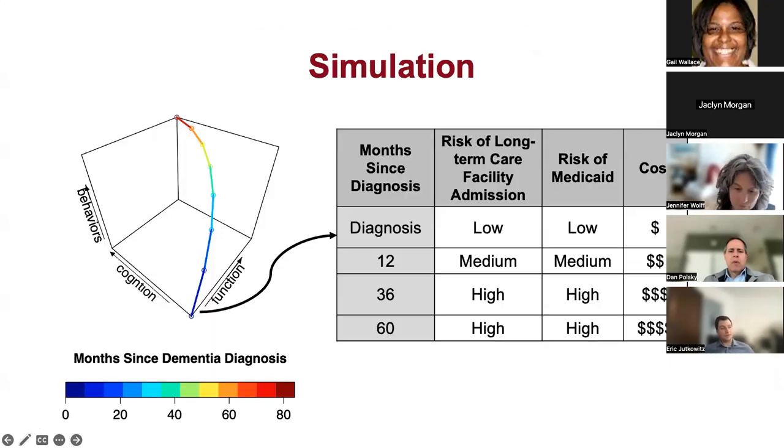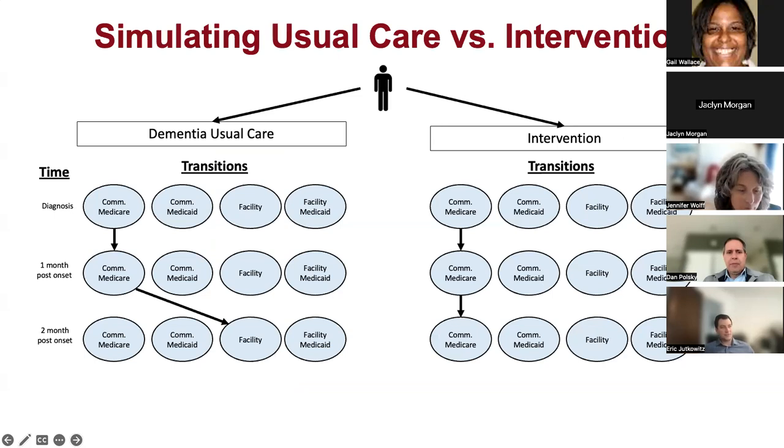Okay, yeah, so to recap, what we have is a way of identifying where people lie on their clinical features from diagnosis to death. We have a way of linking their clinical features with their risk of transitioning to a long-term care facility or nursing home, their risk of transitioning to Medicaid, and the costs they're incurring. What we're going to do is use this modeling structure to conduct, again, these simulated counterfactual experiments.